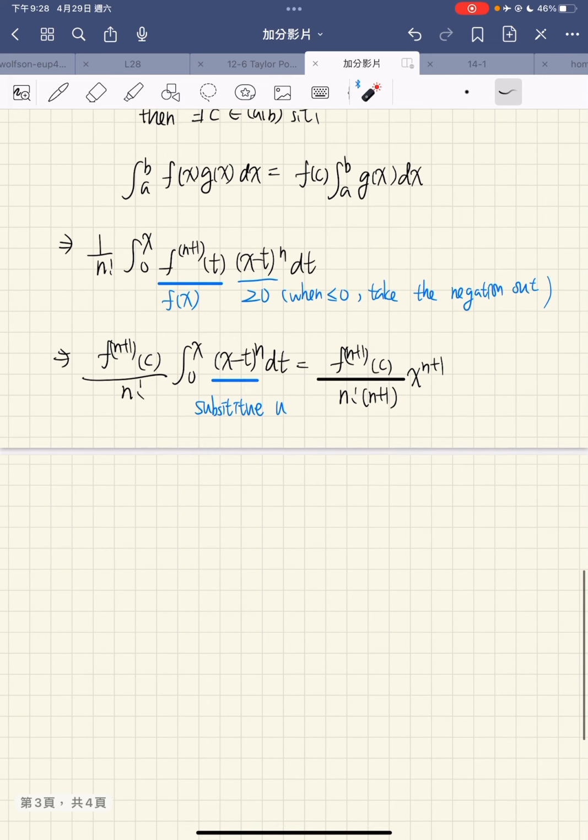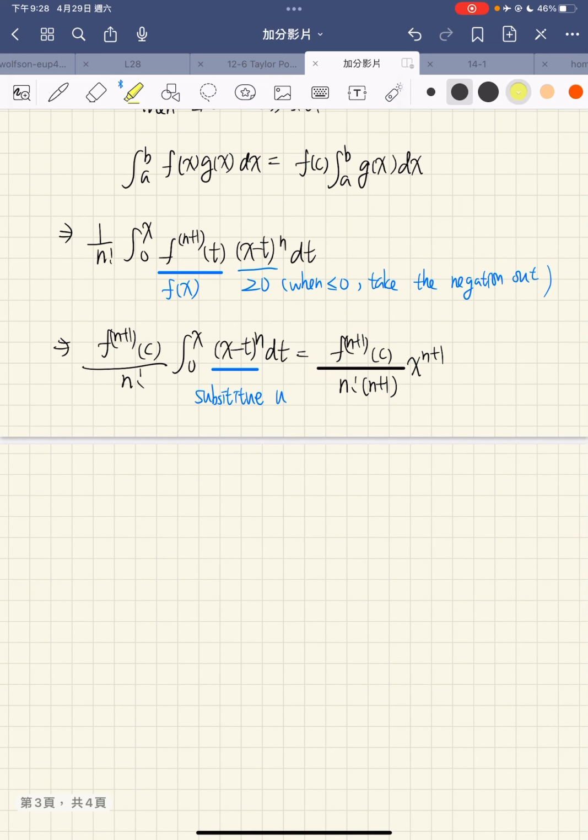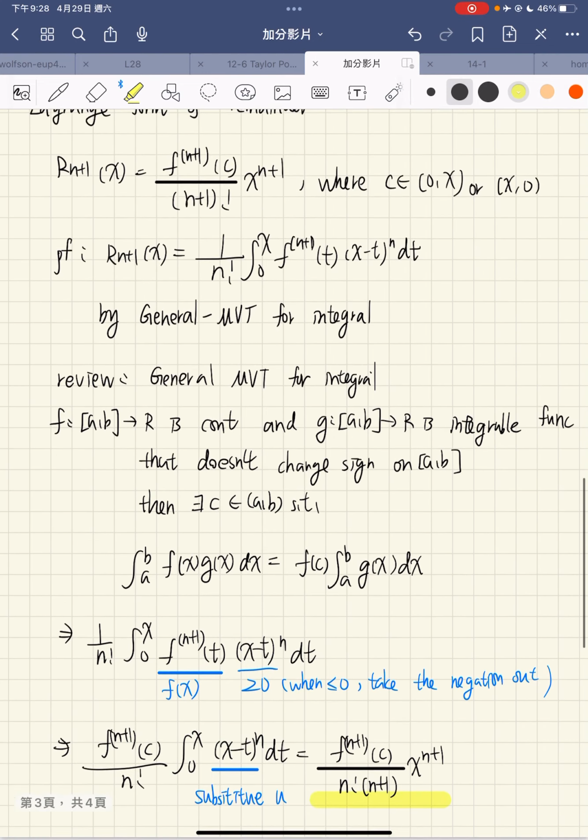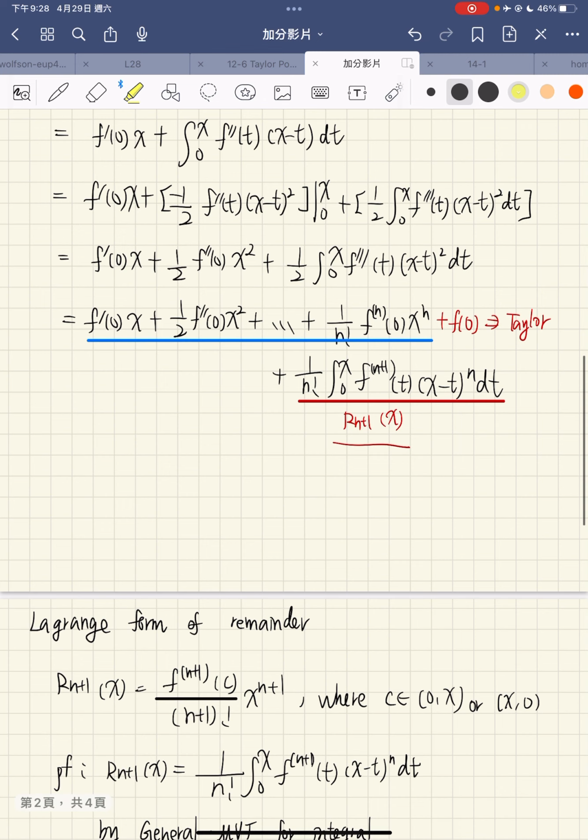So we can see that the Lagrange form of the remainder is just like this, and the integration form of the remainder is just like this.